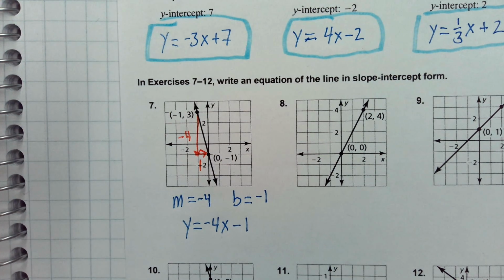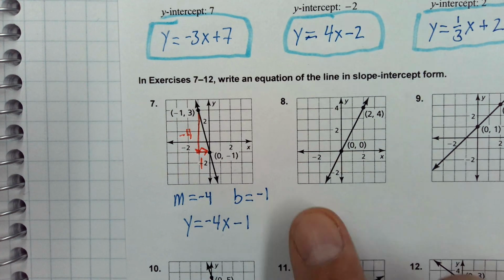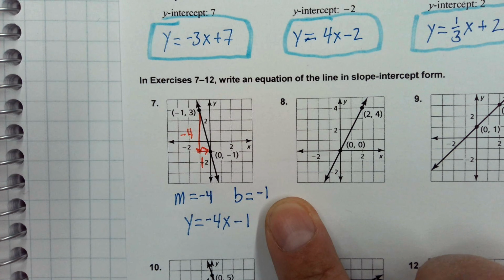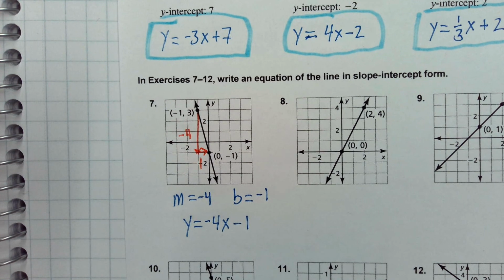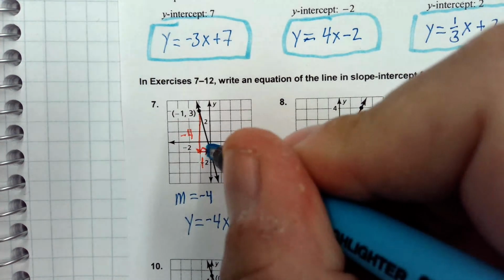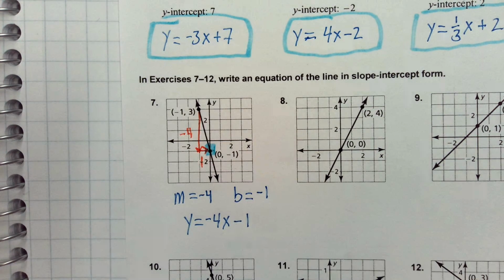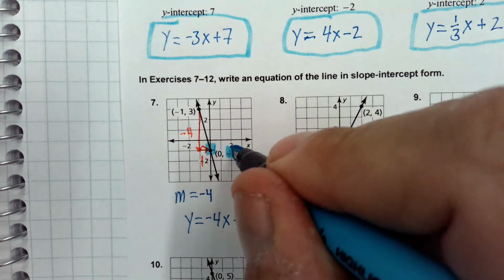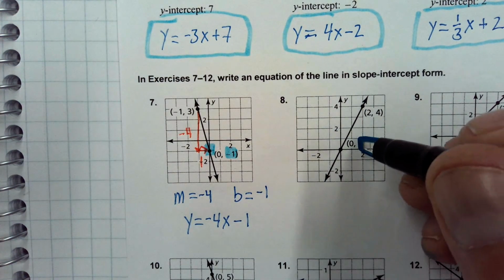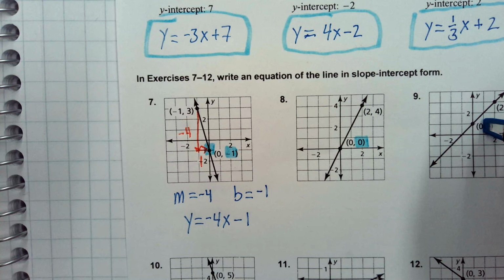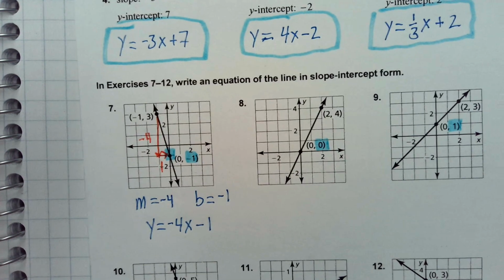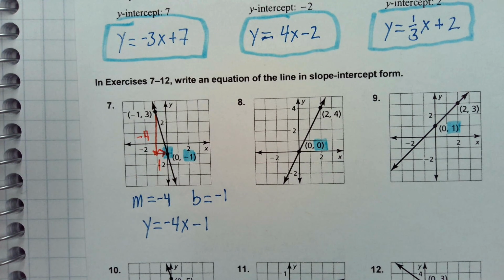Wait, why is it -1? I just said it was positive. No, the y-intercept though. Oh. The y-intercept's where the line crosses the y-axis. Oh. The y value for that is -1. It's this one here. So on all of these, it's going to give us the y-intercept if you notice. They're kind of nice that way.